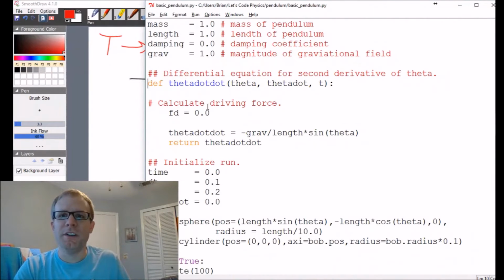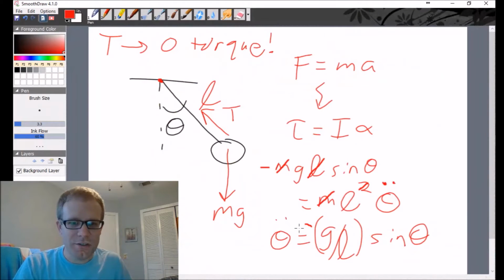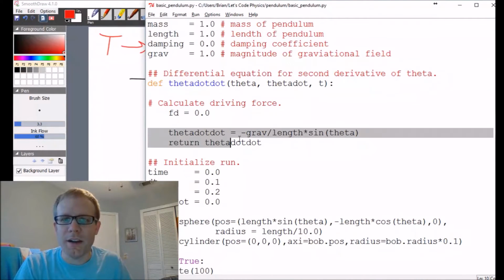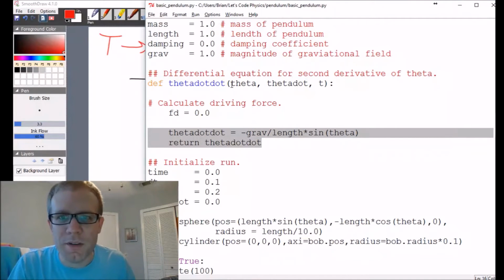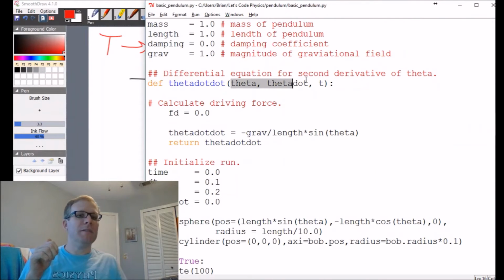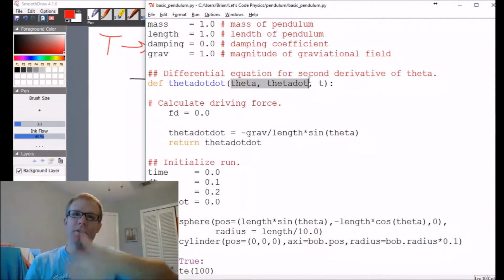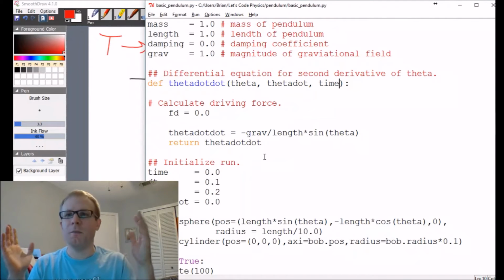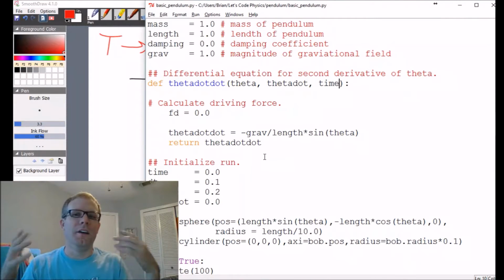Here I've set up a function to create the differential equation for theta double dot. Right now that function is just negative g over L sine theta, and lo and behold, that's what we've got down here: theta double dot equals negative gravitational field divided by length times the sine of theta. Our inputs for this are theta, theta dot, the first derivative of theta, so how fast it's swinging, and the time t, because we'll want to incorporate this a little bit later. Actually, let's call that time, just because there's no penalty on variable name length in Python.